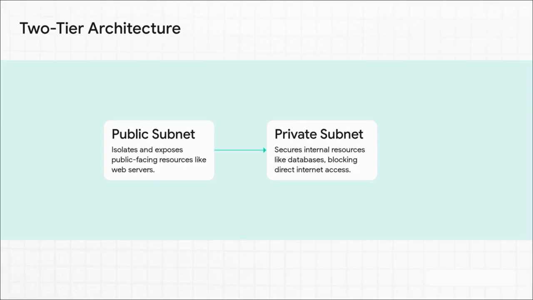This is where you put the crown jewels, your databases, your sensitive backend services. That private subnet has no direct path to the internet. It's walled off. And those subnets, they are literally the walls you're building to protect your most important assets.